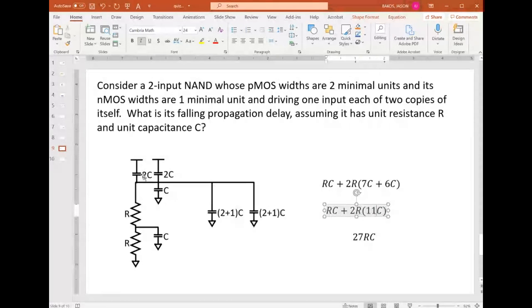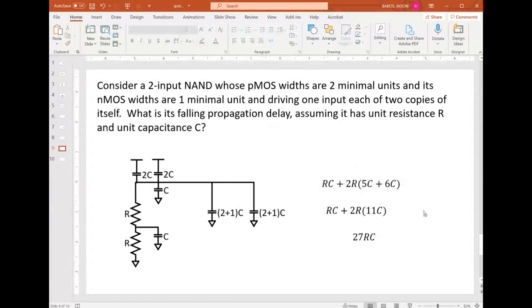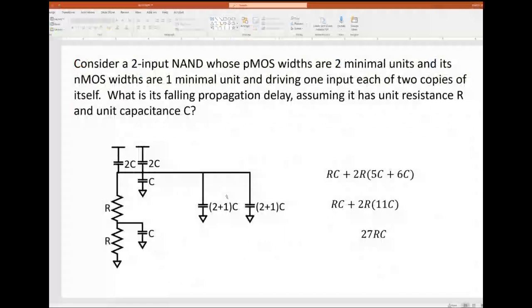So that should be not 7. 2 plus 2 is 4. That's 5. Okay. Sorry about that. So that should be 11, right? So that's 2, 2, 2. Okay.